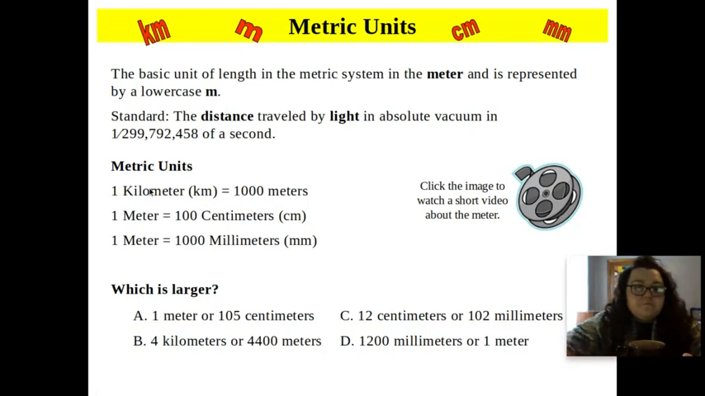Okay, so also have the standard distance traveled by light in a vacuum. It has that on there. And then this is the main part of this slide right here that you need to know. 1 kilometer or 1 km equals 1,000 meters. 1 meter equals 100 centimeters. And 1 meter also equals 1,000 millimeters.